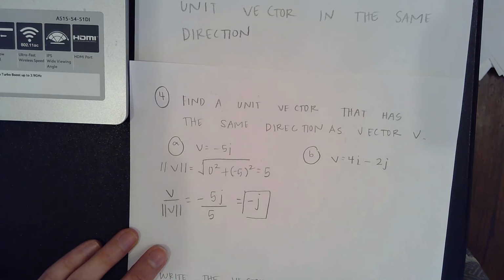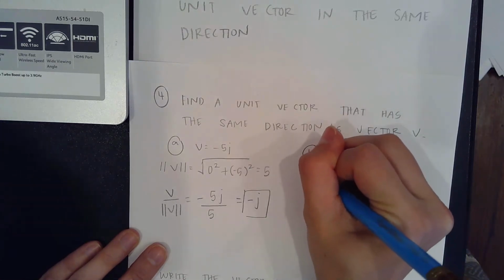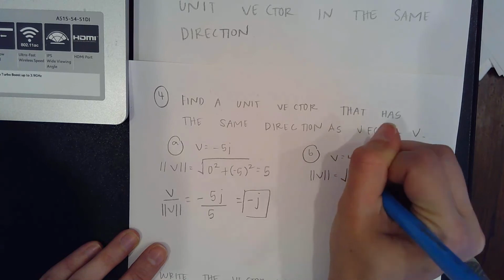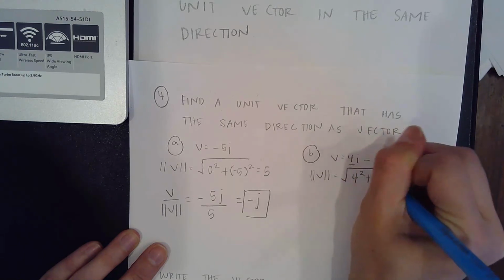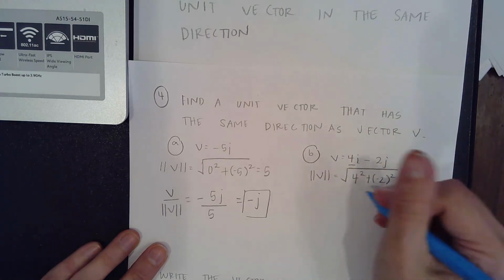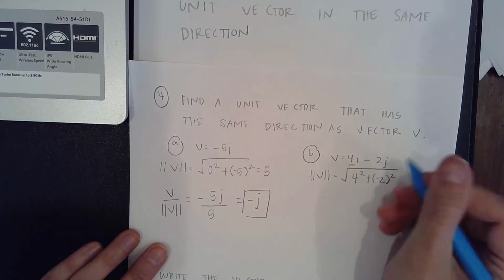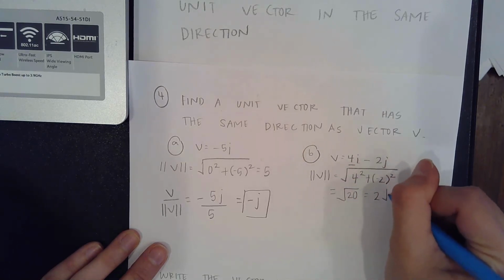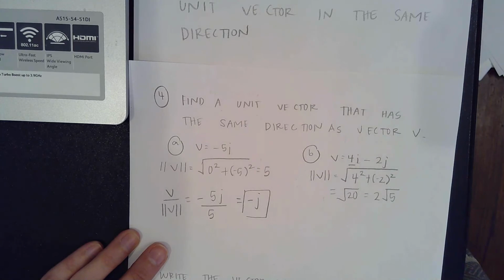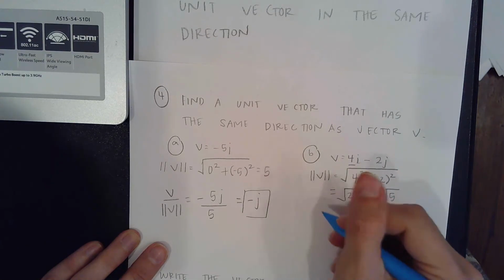Okay, so y'all do v for me. So the vector v is going to be 4i minus 2j. Okay, so I need to find the magnitude of v. So that's going to be 4 squared plus negative 2 squared. So that's 16 plus 4, which is going to be 20. So that's going to be 2 square roots of 5. All right, so my magnitude is going to be 2 square roots of 5.